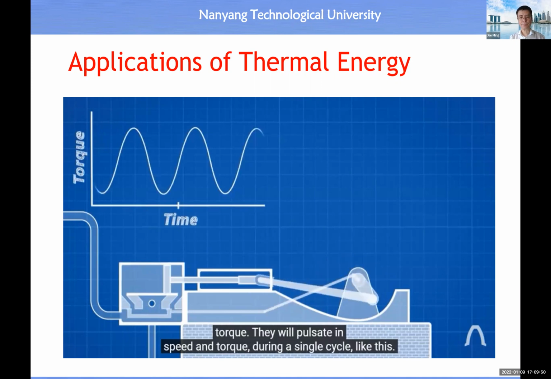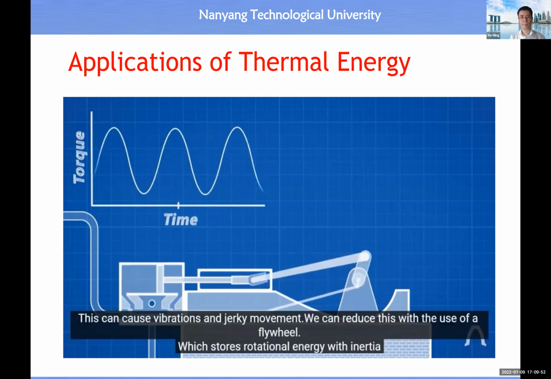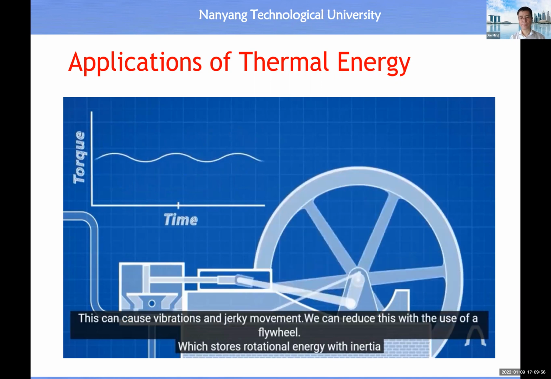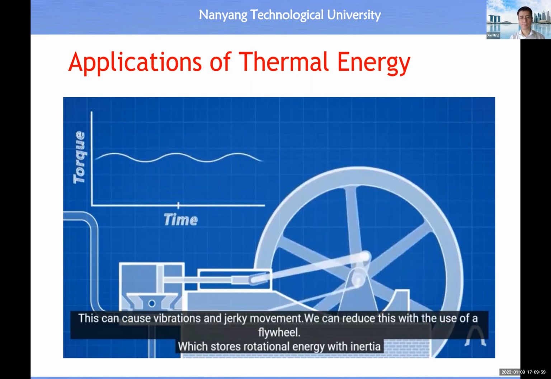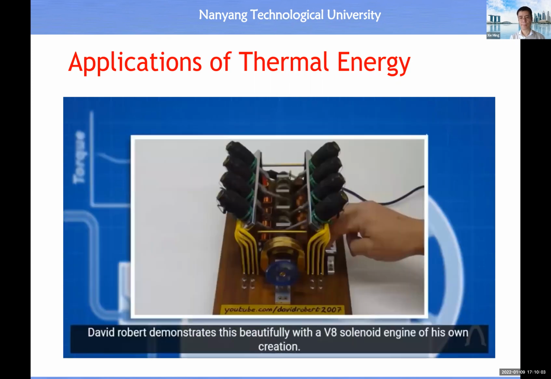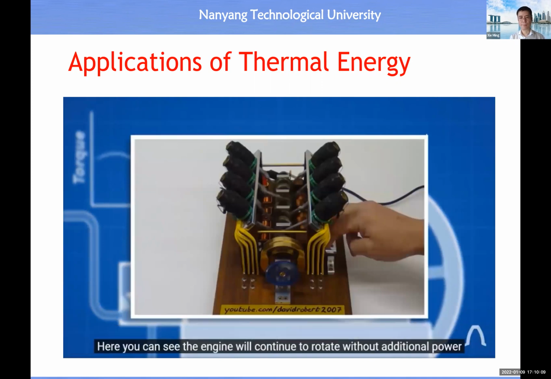This can cause vibrations and jerky movement. We can reduce this with the use of a flywheel, which stores rotational energy with inertia and evens the torque out. It's essentially a mechanical battery. David Robert demonstrates this beautifully with a V8 solenoid engine of his own creation. Here you can see the engine will continue to rotate without additional power, but the engine comes to a dead stop without a flywheel attached.